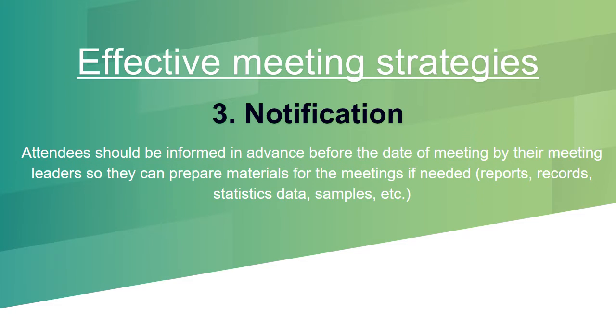Next is notification. When we want to conduct a meeting, we have to make sure that the participants of the meeting are well informed of the details of the meeting. They need to know the date and all sorts of other information such as the objective, the agendas, and the previous minutes. Okay, they need to have all this information at least 14 days before the meeting is going to be conducted.